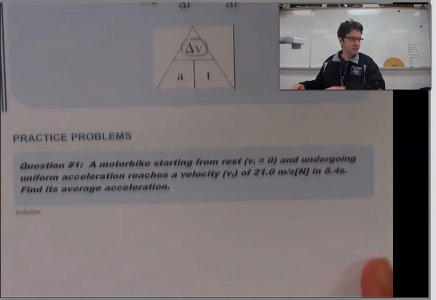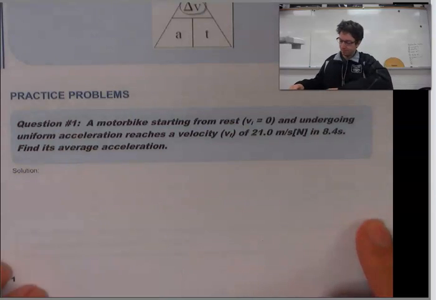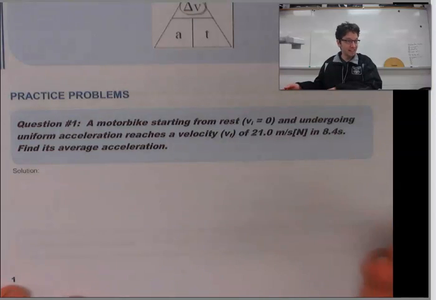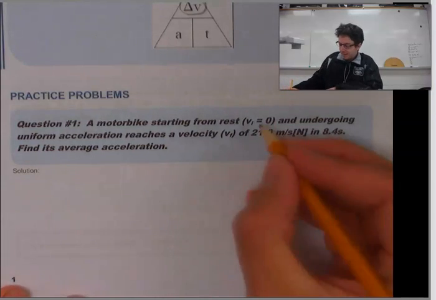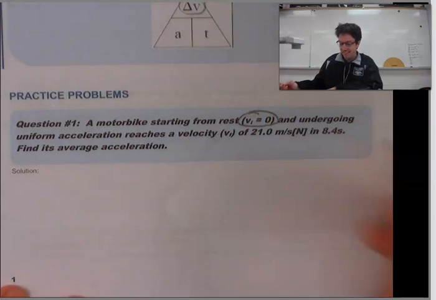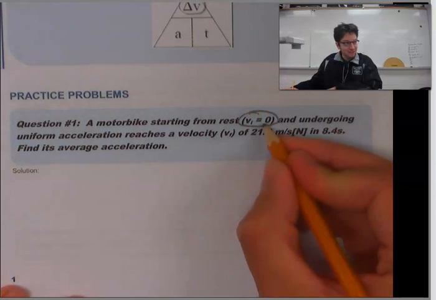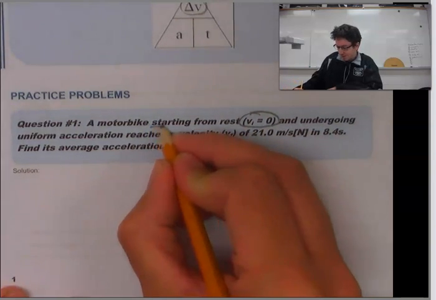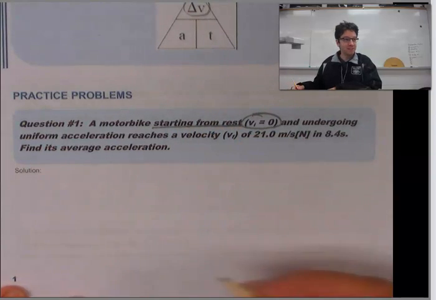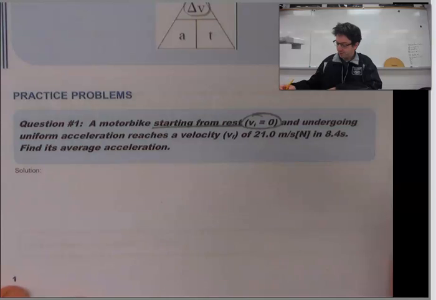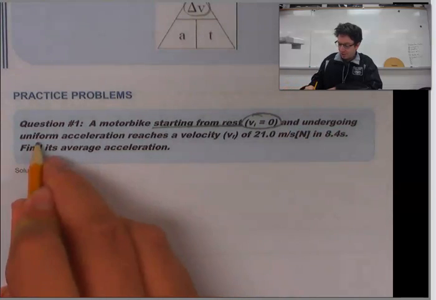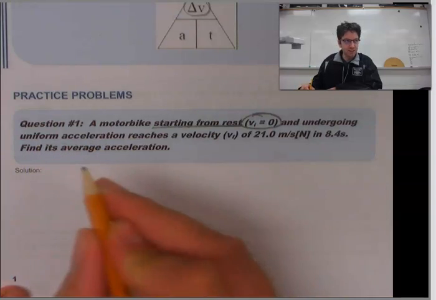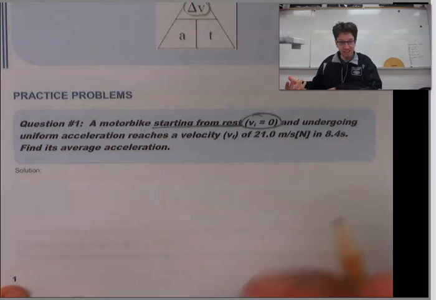So let's start with the first question. Here we have a motorbike starting from rest. A lot of times I will say something starts from rest. What that means is the initial velocity is 0. I'm not going to write this every time in every question. I'm not going to say brackets Vi equals 0. If I say something starts from rest, it starts with a velocity of 0. And undergoing uniform acceleration. Uniform means constant acceleration or unchanging acceleration.